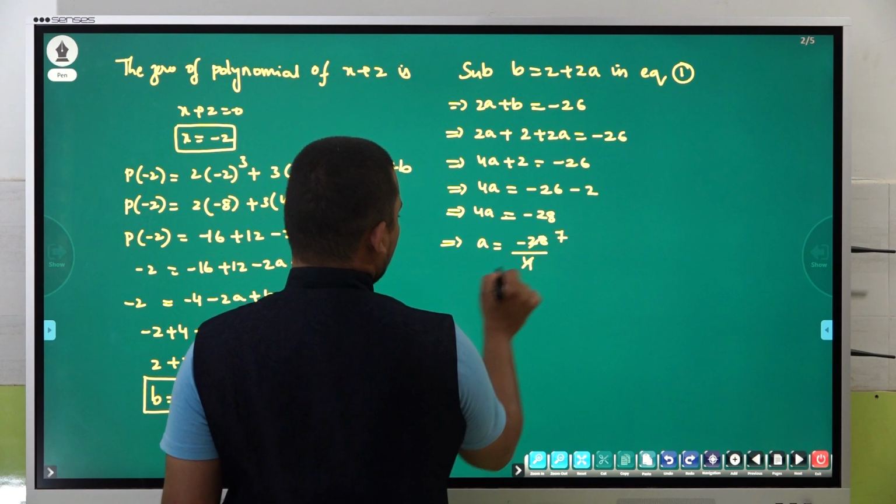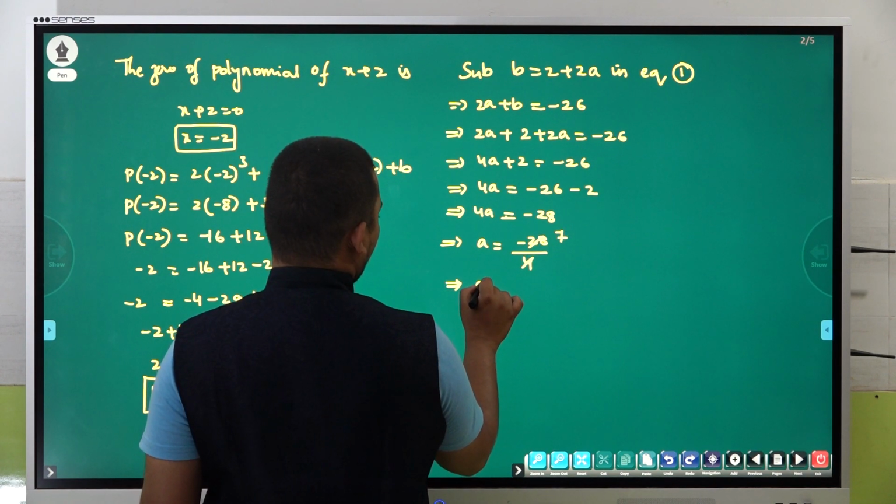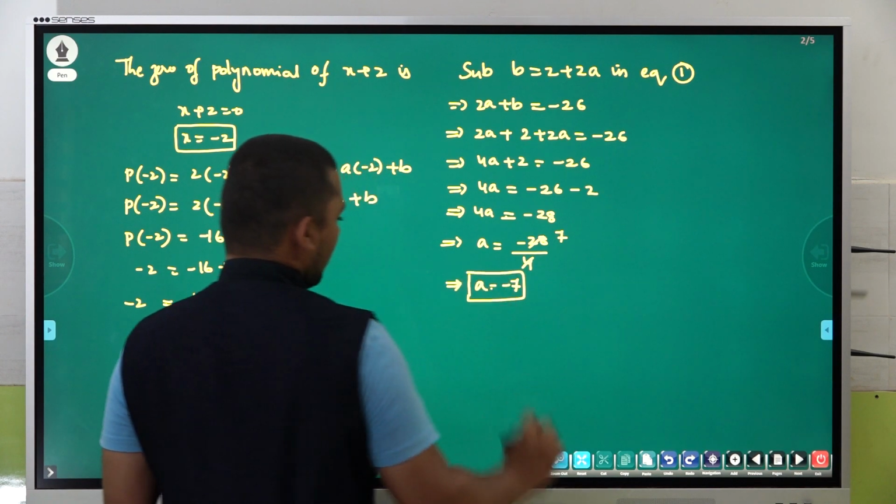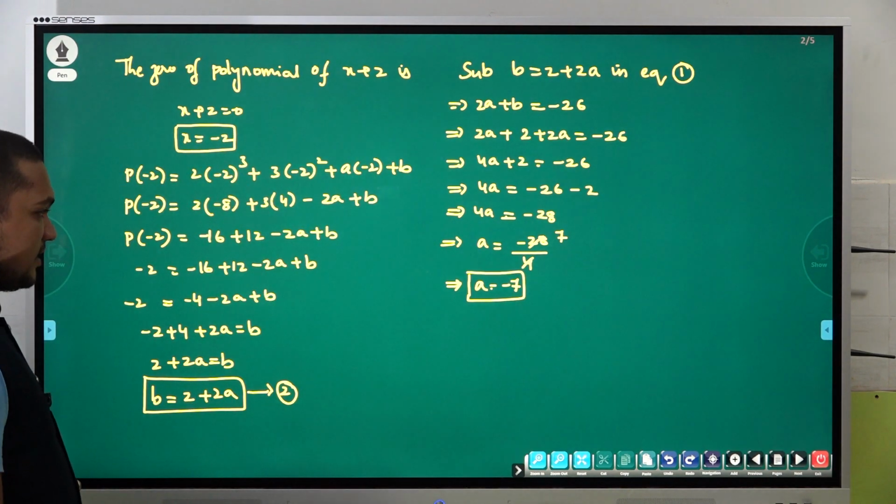4 ones are 4, 4 sevens are 28. Then the value of a you will get is minus 7. Okay, the value of a you will get is minus 7.